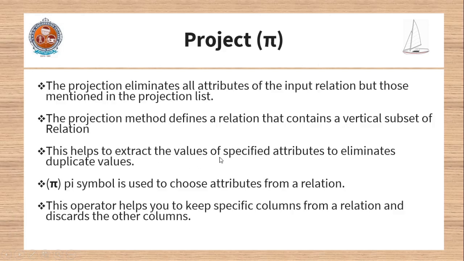This helps to extract the values of specified attributes by eliminating the duplicate values. If there are any duplicate values present, those duplicate values will be eliminated in the output result. And then this operator helps us to keep specific columns from a relation and discard the other columns. That is the main operation this operator is going to do.